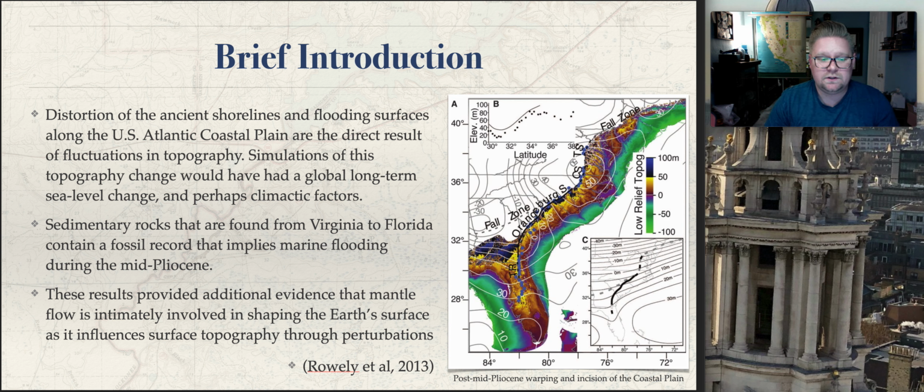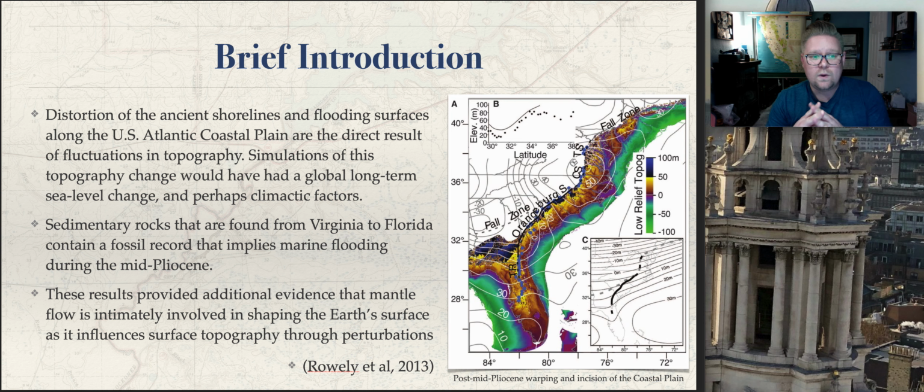Another thing that they really looked at was mantle flow and seeing how the mantle flow underneath this continent really could affect the topography. So as you can see, it says simulations of this topography change would have been global, long-term sea level change, and perhaps even climatic factors.